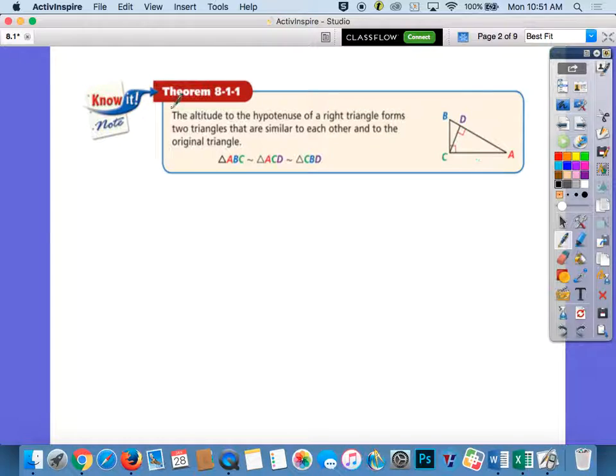So you need to know the content of this theorem. The altitude to the hypotenuse of a right triangle forms two triangles that are similar to each other and to the original triangle. The original triangle is the big guy. So what we're going to do first is examine the similarity statement, and we'll practice a little bit of this.